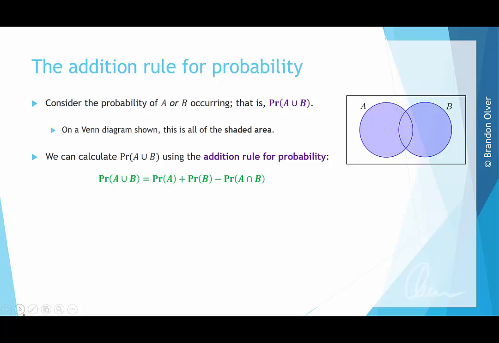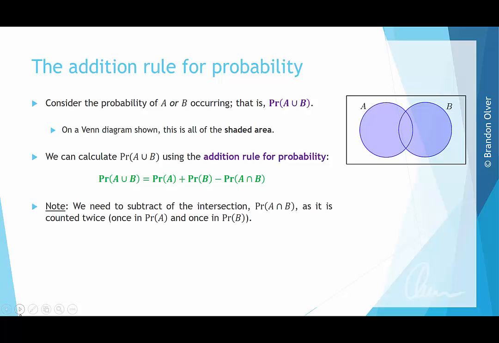The probability of A union B is equal to the probability of A plus the probability of B minus the probability of the intersection between A and B. Here we need to note that we subtract off the intersection just once, as it's counted twice overall when we add the probability of A and the probability of B.